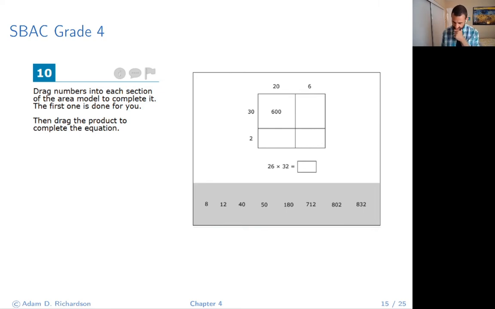All right, so let's see. What is 30 times 6? That's 180. So we would take this and drag it up there. That's what we would do if we were taking this exam on our own. Let's see, what is 20 times 2? That's 40. So we're going to drag that up here. Now what is 6 times 2? That's 12. So we're going to drag it up here.